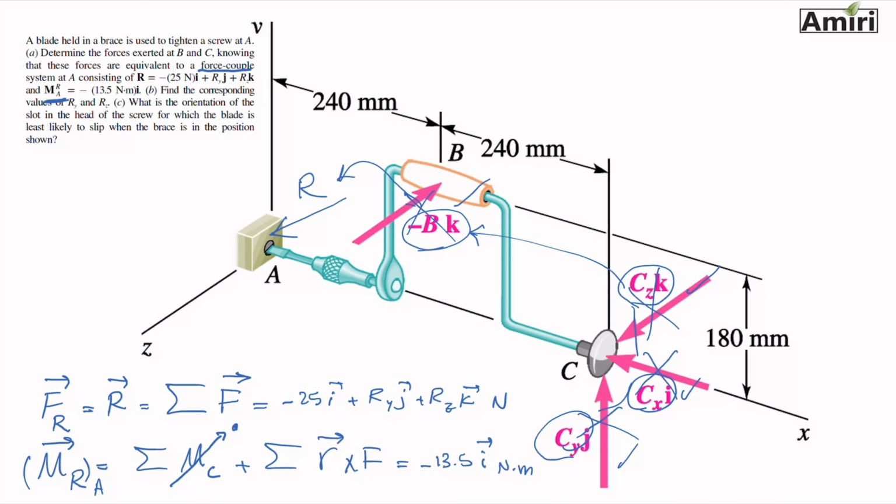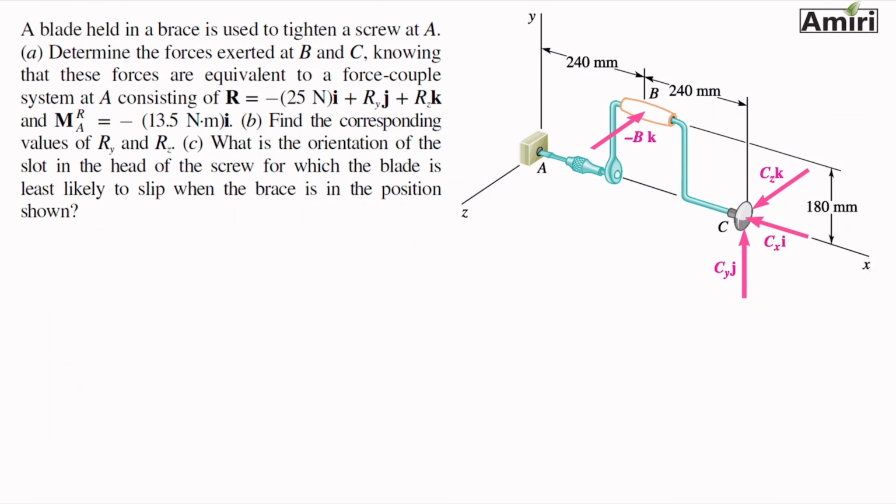Part A says, hey, find B, Cx, Cy, Cz. Find these. This is part A. Part B says find these two. And part C asks what's the orientation of the slot or that blade or screwdriver. We will talk about that. So here's a little bit larger if you want to pause the video and read it and make sure you fully understand it and write your notes and all of that. While you do that, I'm going to quickly write it again here.